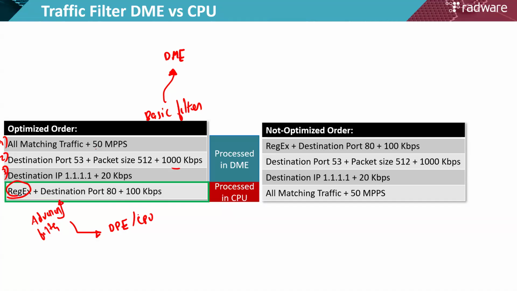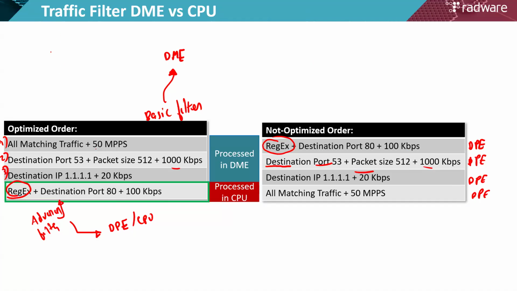You need to be aware of this particular order, because let's suppose in the first rule itself you mentioned an advanced filter. What this does is that it will start the processing at the DPE level, because advanced filter is done by the DPE. Now, if in the next rule you mention a basic filter, such as destination port, packet size, and bandwidth, which are all basic filters, even then they will still be executed in DPE, which is not something that we want.